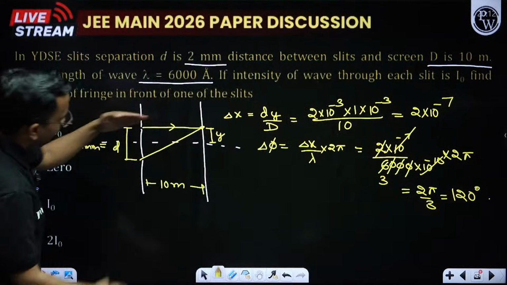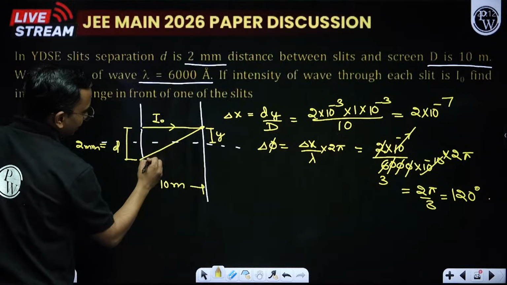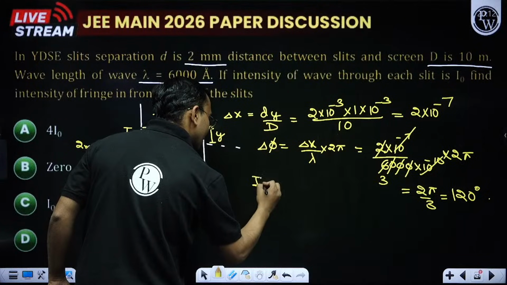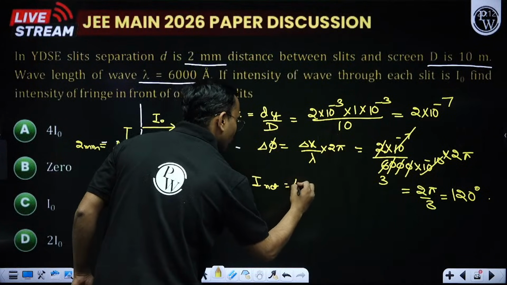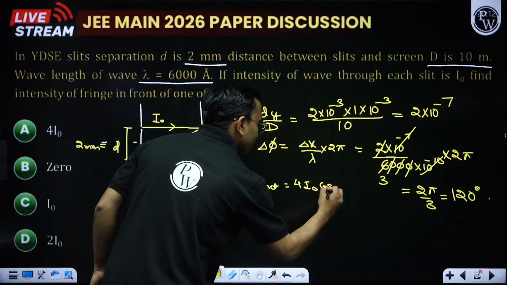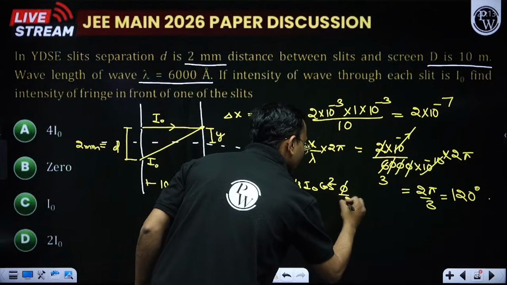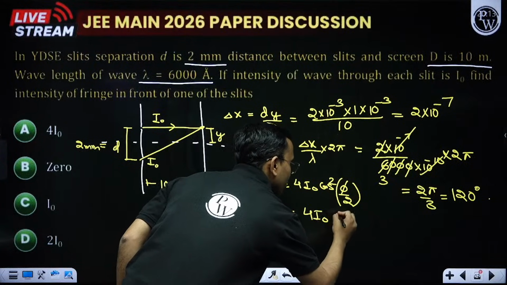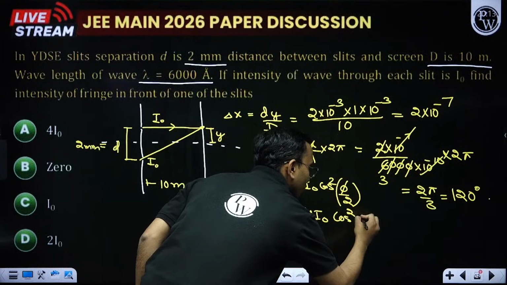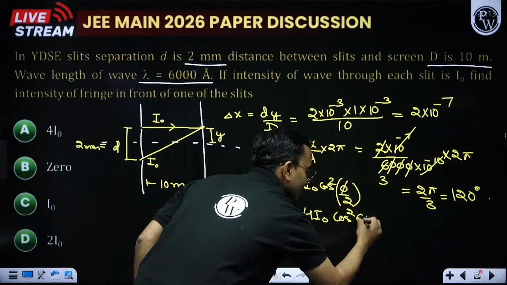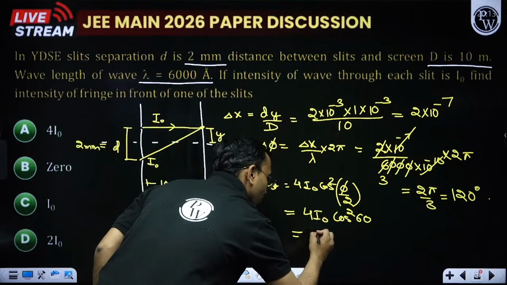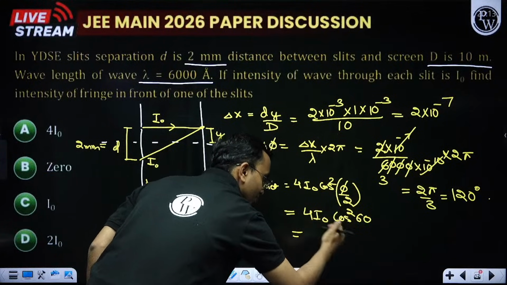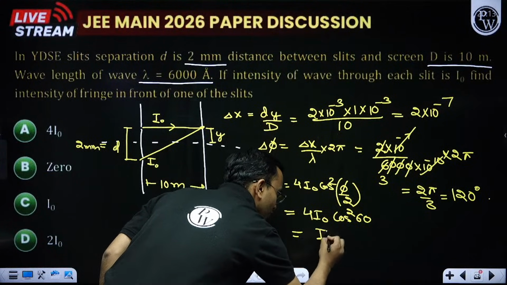Now this intensity is I naught. This intensity here is I naught. What will be the intensity there? Resultant intensity will be 4 I naught cos square phi by 2. That is 4 I naught into cos square phi by 2, which means 60. Cos 60 is 1 by 2, cos square 60 is 1 by 4. So this becomes I naught.